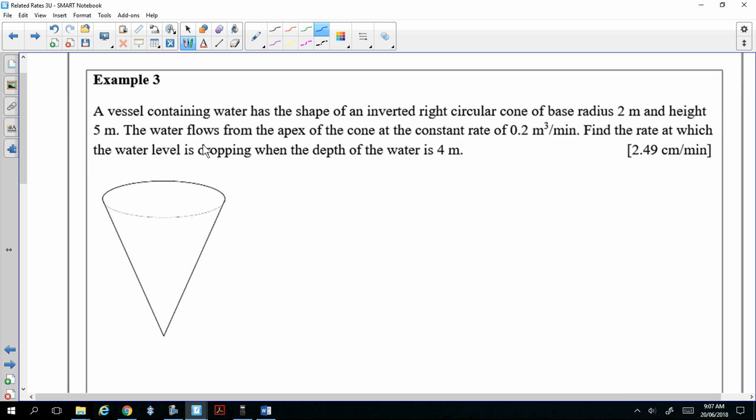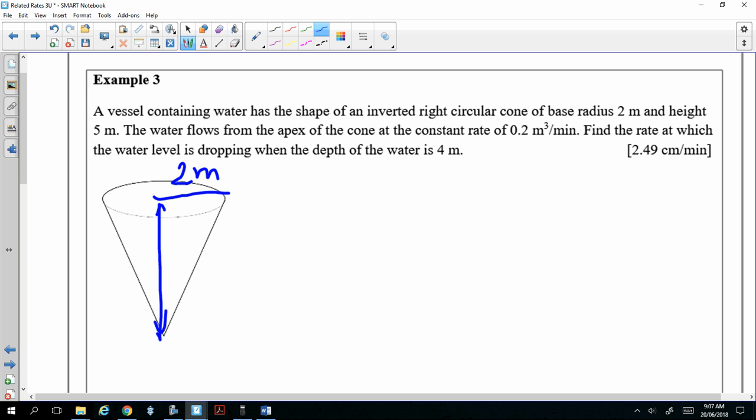Okay, let's look at the question. A vessel containing water in the shape of an inverted right circular cone has a base radius of 2 meters. So that means the radius of the cone is 2 meters, with a height of 5 meters. We label these two things there. That's the shape of the cone.